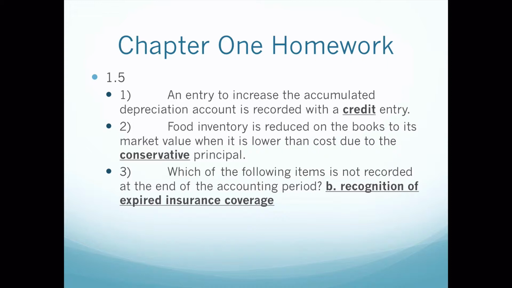Number 3, which of the following items is not recorded at the end of the accounting period, and that's going to be the recognition of expired insurance coverage. That's not going to actually be recorded per se. What's going to happen is that we're going to go ahead and expense our insurance, and it's going to reduce our prepaid insurance, but we don't actually recognize the expiration of it.